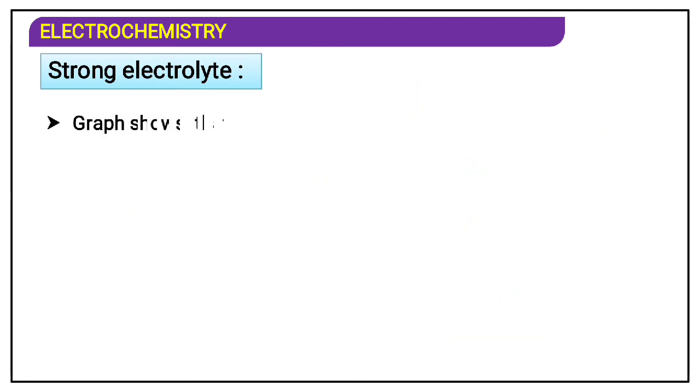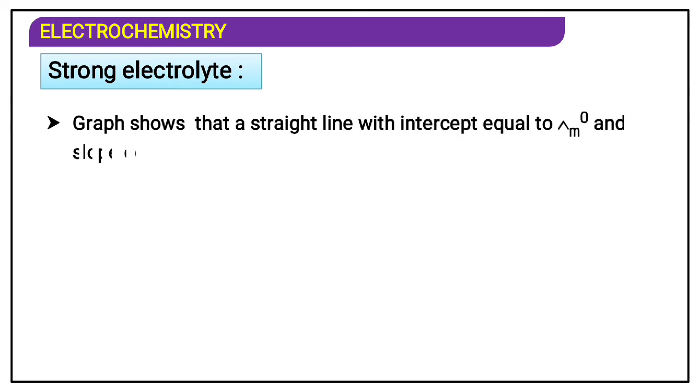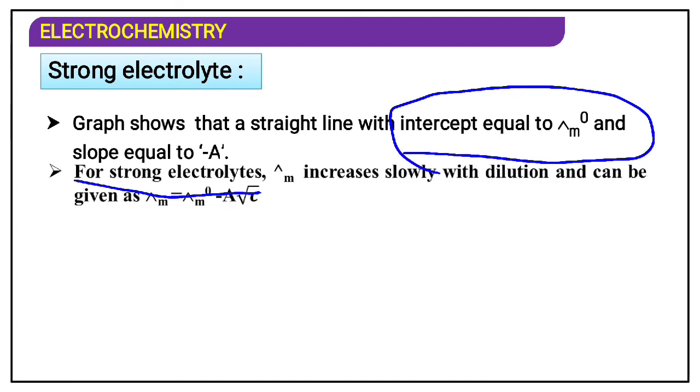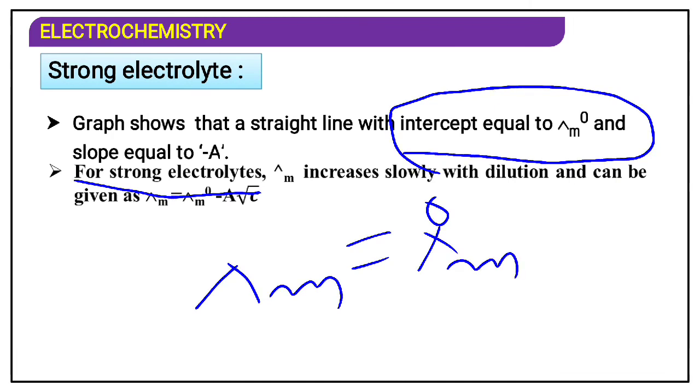This graph shows a straight line where the intercept is lambda naught m, the limiting molar conductivity, and the slope is minus A. Okay? And a very important thing: what is the Debye-Huckel-Onsager equation? Lambda m is equal to lambda naught m minus A into root c. This is the Debye-Huckel-Onsager equation.